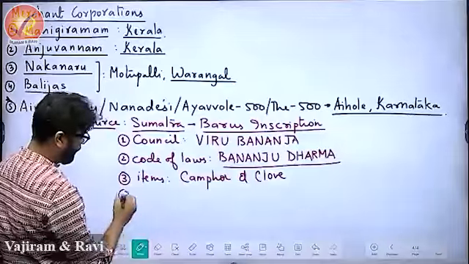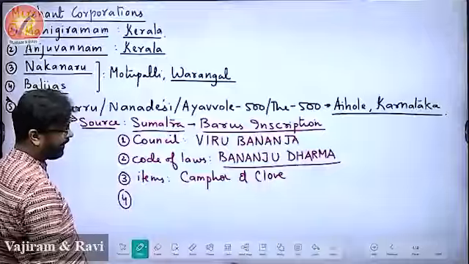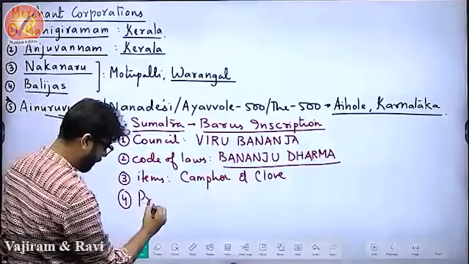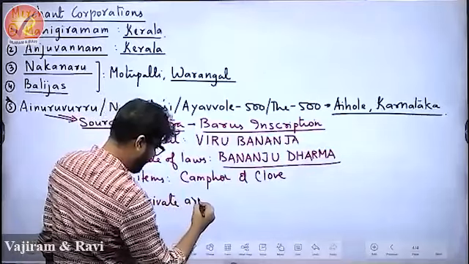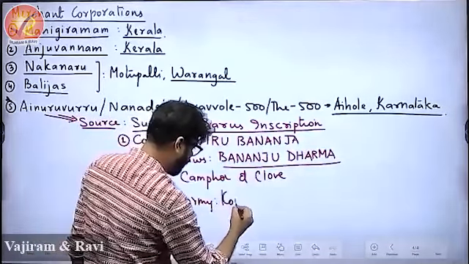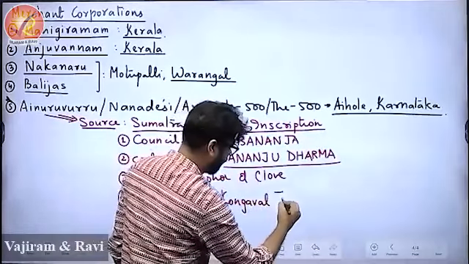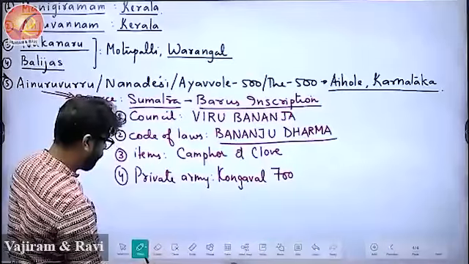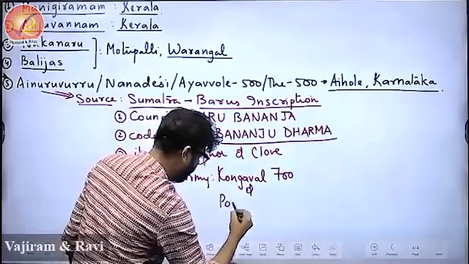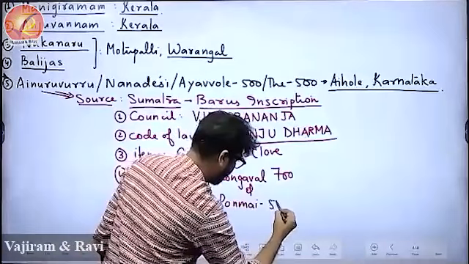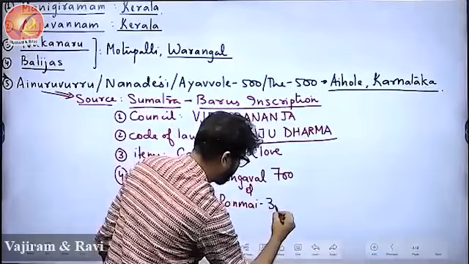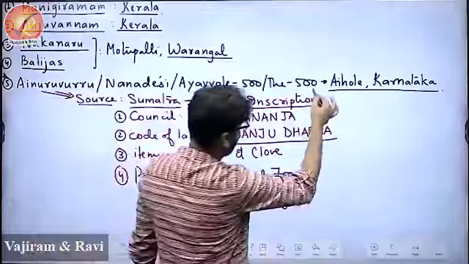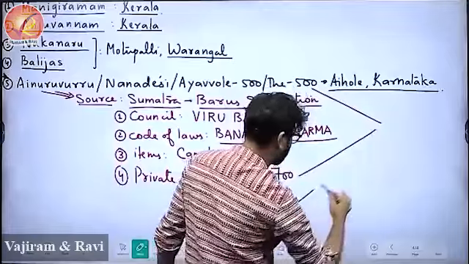And number four, since they are the Ambanis of that time, they do not need security from India. They have their own security. They keep their own private army. Their private army is either called Kongaval 700, that's one company, and Ponmai 300. Now you see, I have used numbers at three places: 500, 700, 300.